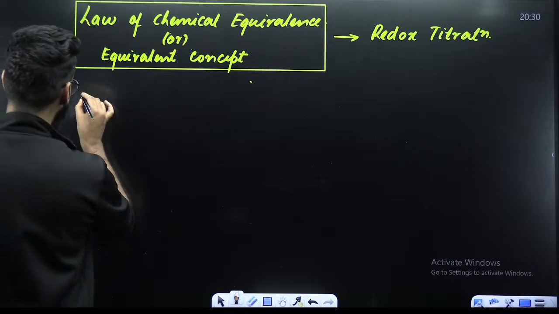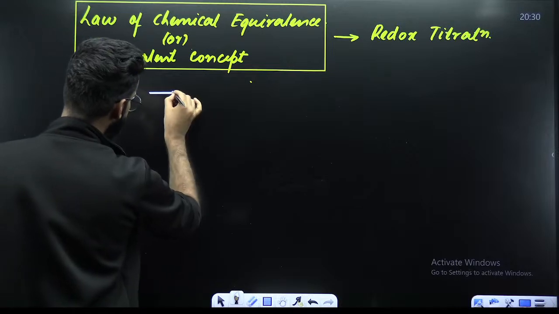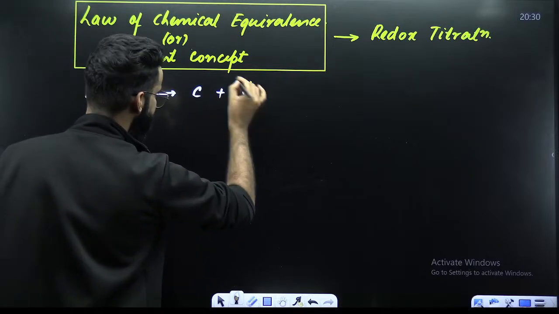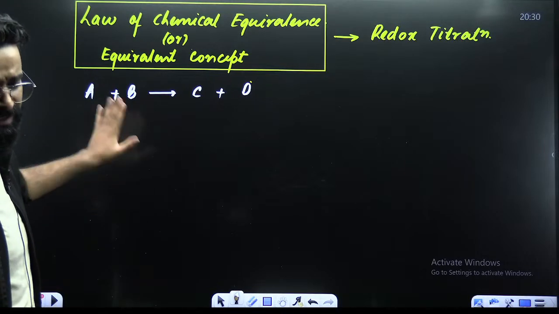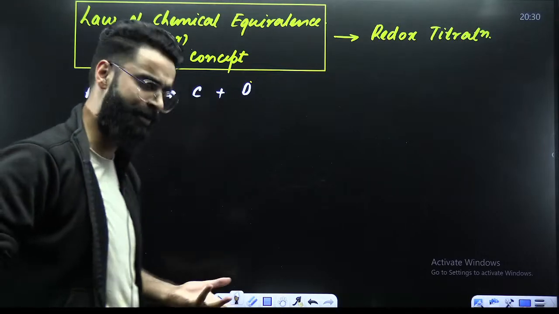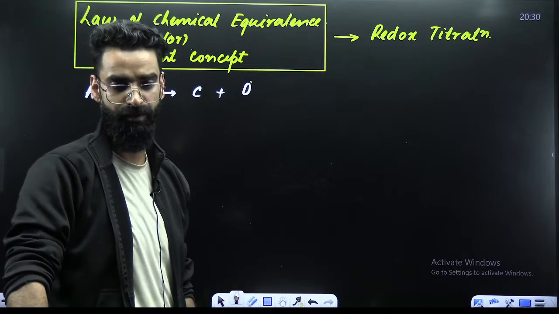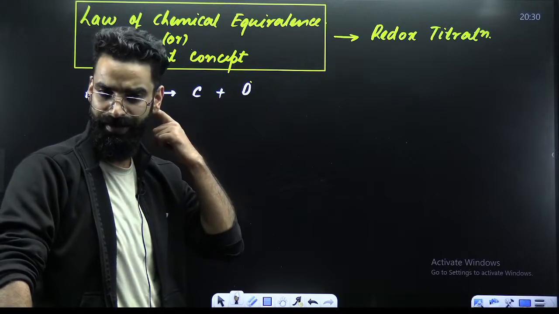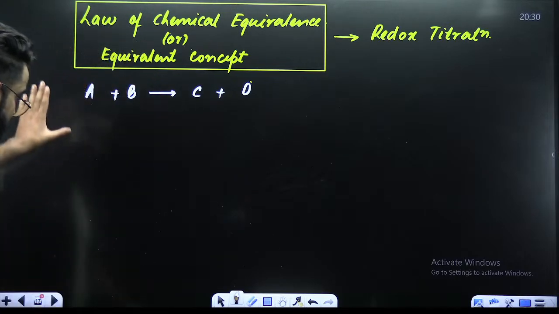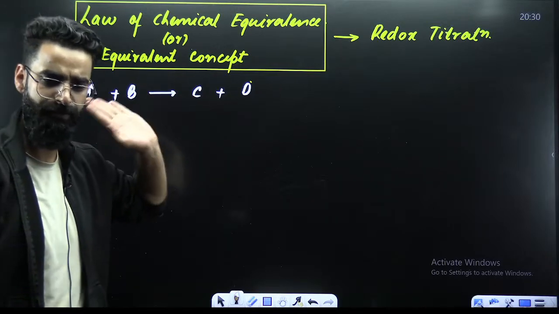See guys, for example, you've got a reaction like this: A plus B gives C plus D. Is the reaction balanced? No, the reaction is not balanced. And in the equivalent concept, we are not supposed to balance the reaction. That is the benefit of using the equivalent concept. So basically, I've got a reaction which is not balanced. A and B are reactants, C and D are products.